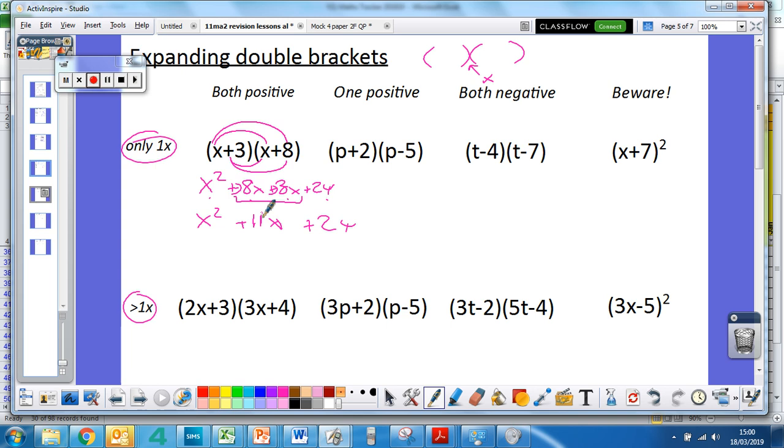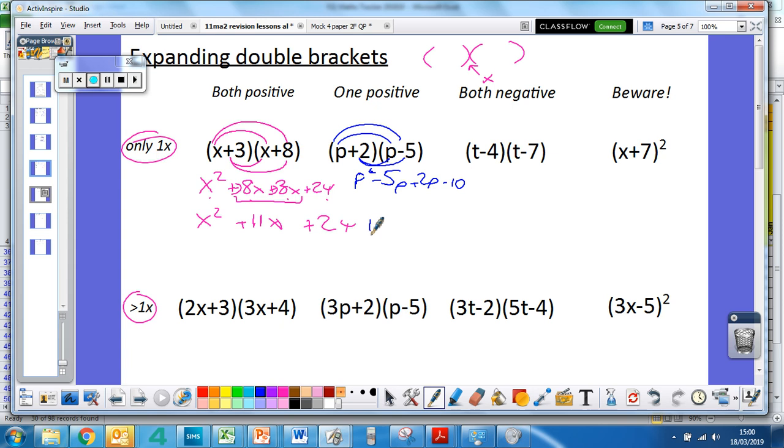If you apply the same principle here, let's see what we get. P times P, P squared. Apologies about the pen. P times minus 5, be careful, we get minus 5p. Plus 2 times P, plus 2p. And plus 2 times minus 5, we get minus 10. We've got to be careful there multiplying positives and negatives. Really careful. Now we collect like terms.